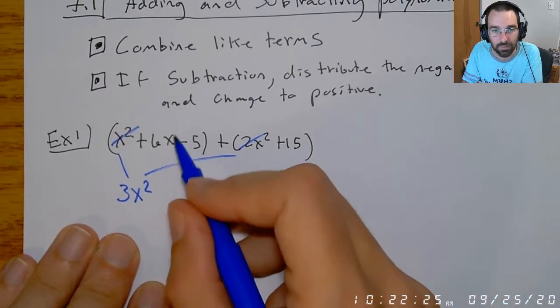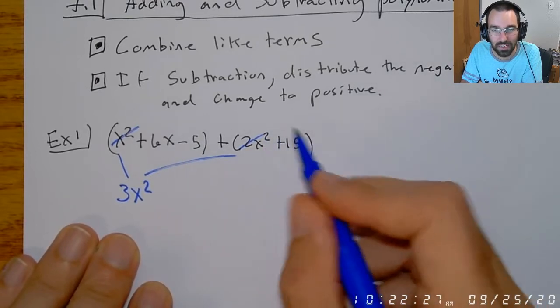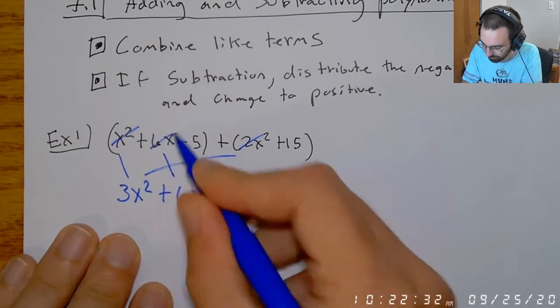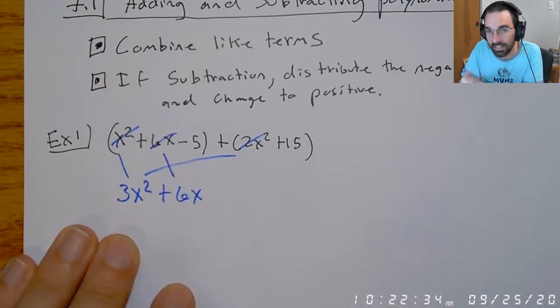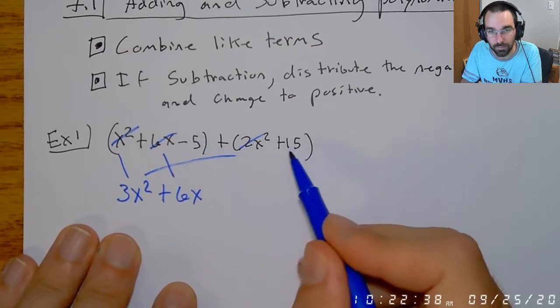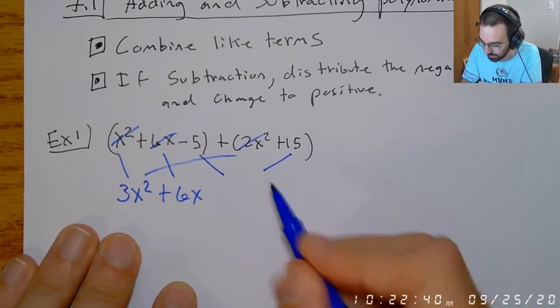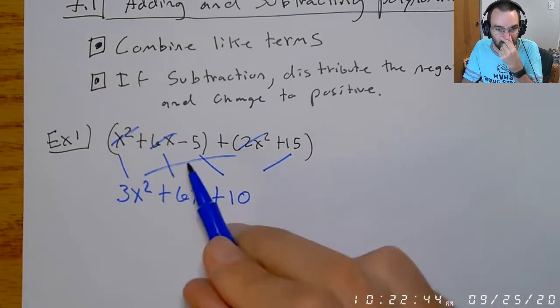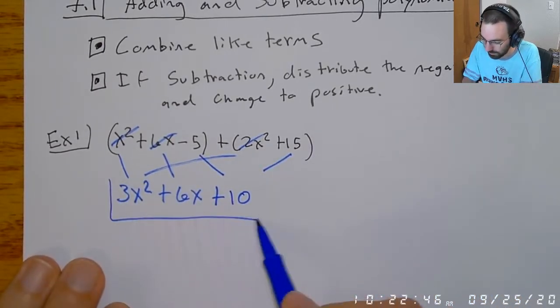Then I take a look here. I have a 6x. Over here, I don't have an x term, do I? So it's just 6x. Then I have my numbers. I have negative 5 and positive 15. If I combine these, I get positive 10 because I had $15 and I got rid of 5.